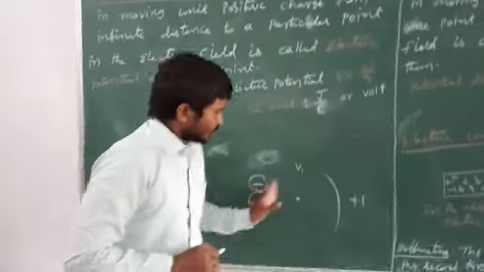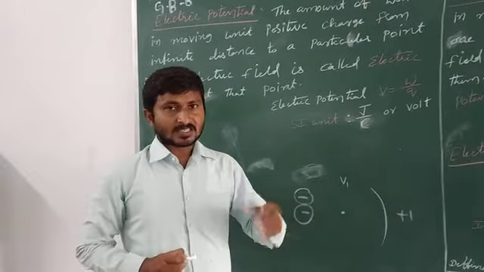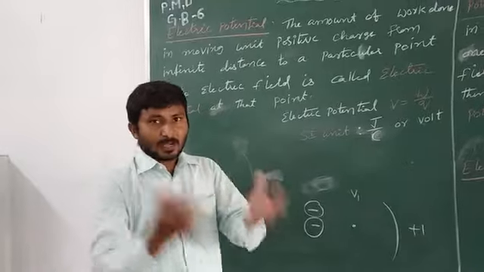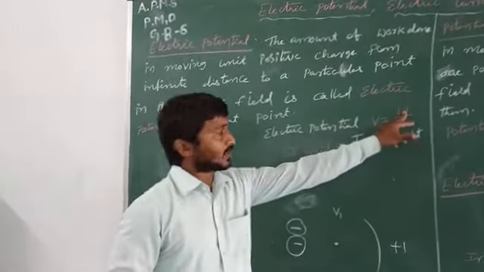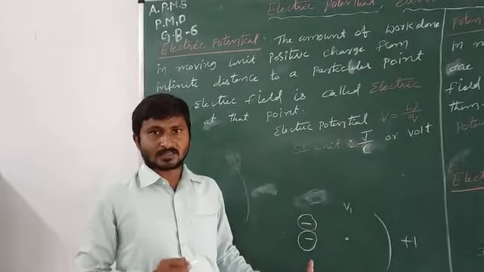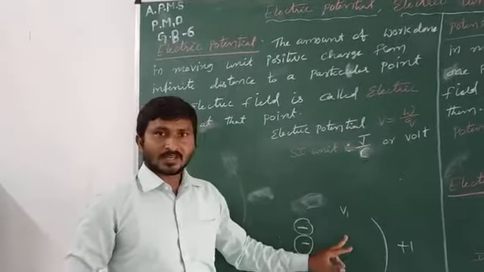Now the force of attraction increases. As the force of attraction increases, the force that we apply to move the charge carrier decreases. Automatically, work done decreases. As the work done decreases, electric potential decreases. And with the increase of negative charge, electric potential decreases.